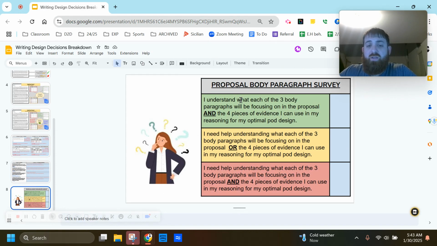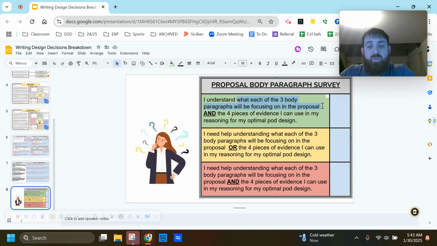So go ahead and take a second. Do we understand what each of the 3 body paragraphs will be focusing on for the proposal and the 4 pieces of evidence you can use in your reasoning for your optimal design?